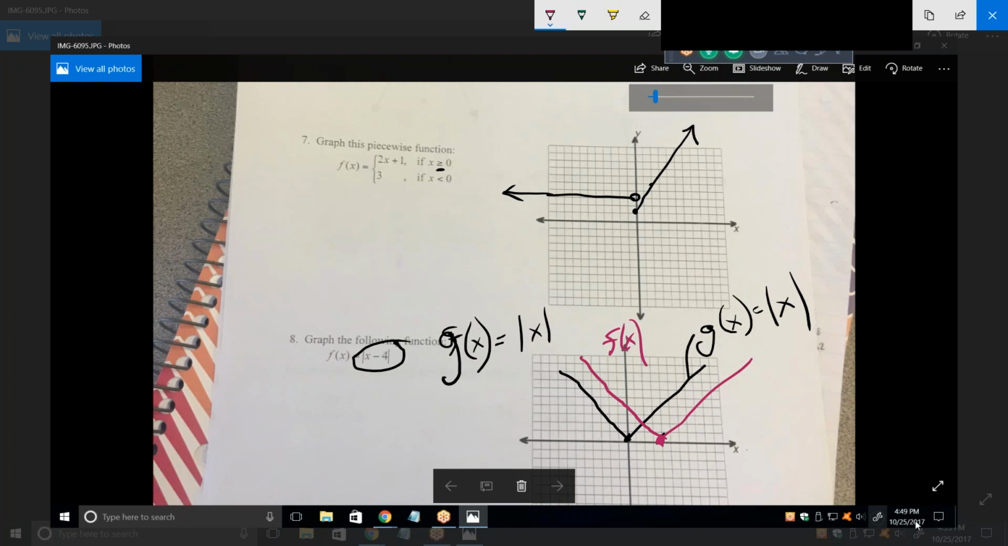Now, if I plug in 4, do I get 0? Yes, I do. That is equal to 0. So everything checks out. Questions? No, I don't think so.